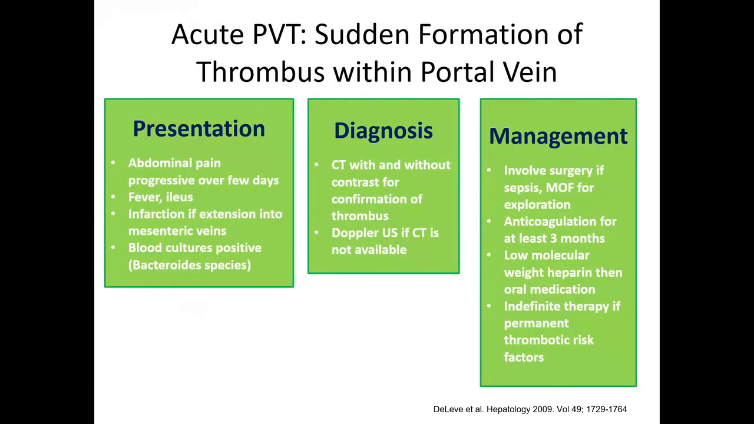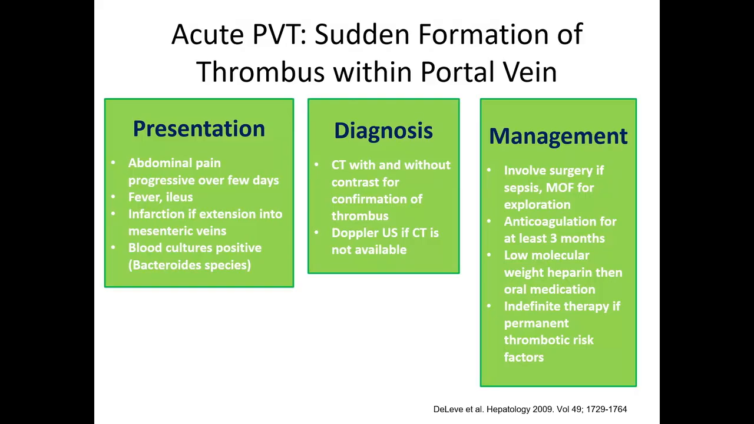In acute portal vein thrombosis, there is sudden formation of a thrombus within the portal vein. The presentation is abdominal pain that may be progressive over a few days, fever and ileus, infarction if the extension of the thrombus goes into the mesenteric veins, and even blood cultures that can become positive with Bacteroides species being commonly identified. The diagnosis of acute portal vein thrombosis is made with CT, and that should be done with and without contrast to confirm the presence of a thrombus. And if that is not successful or available, a Doppler ultrasound can be performed.